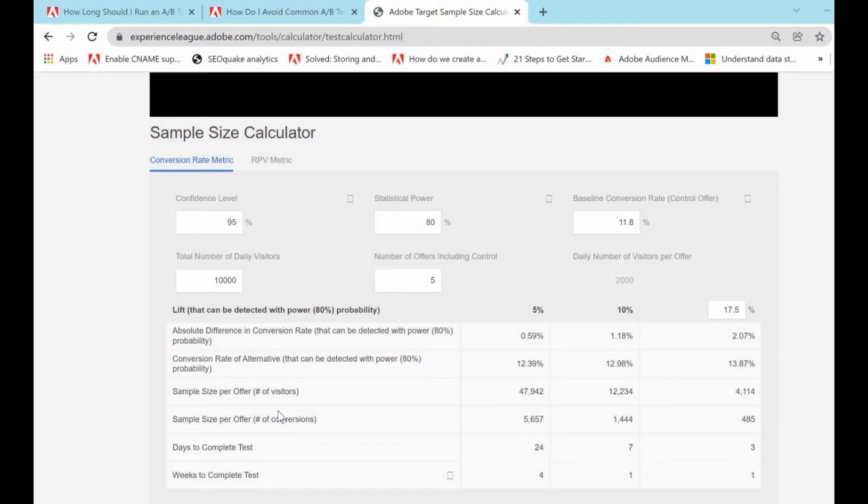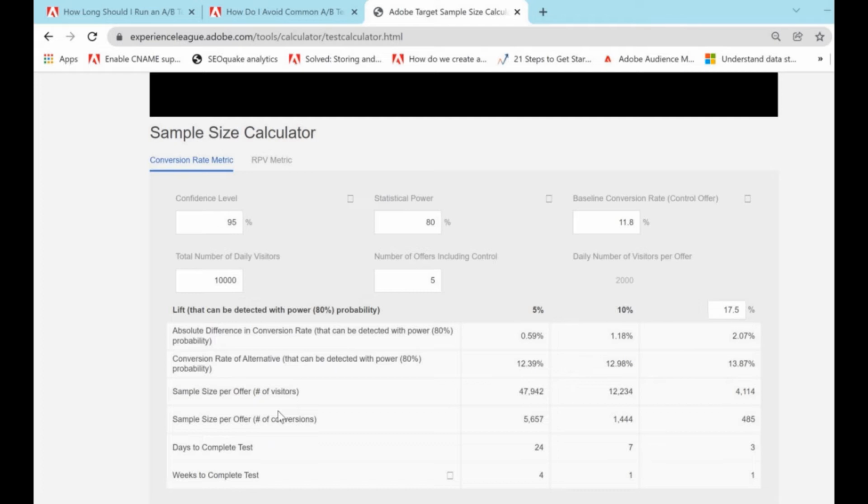So this is the sample size calculator that we have. And we have the recommended numbers for confidence level and statistical power that we talked about: 95% and 80%. Then there is the baseline conversion rate that we discussed. It's the conversion rate for your control offer.